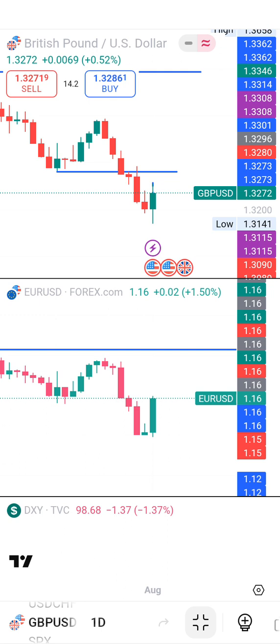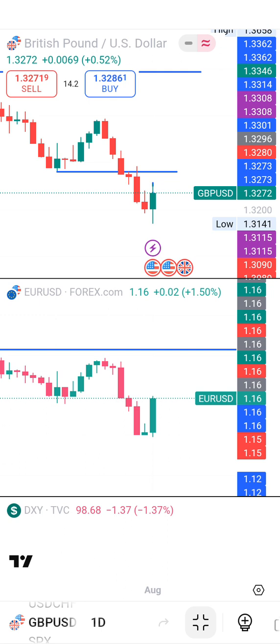Number one is the pair. What kind of pair do I trade? Number two is the bias. Number three is time and price. Number four is the confirmation. All right, I'll explain that. And number five is the entry method.